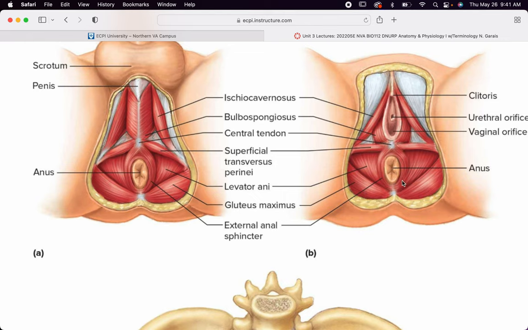Now your rectum is the tube that connects your anus to the outside world. I can also have a rectocele, and that's a herniation of your rectum, and the tube could prolapse or pop out.